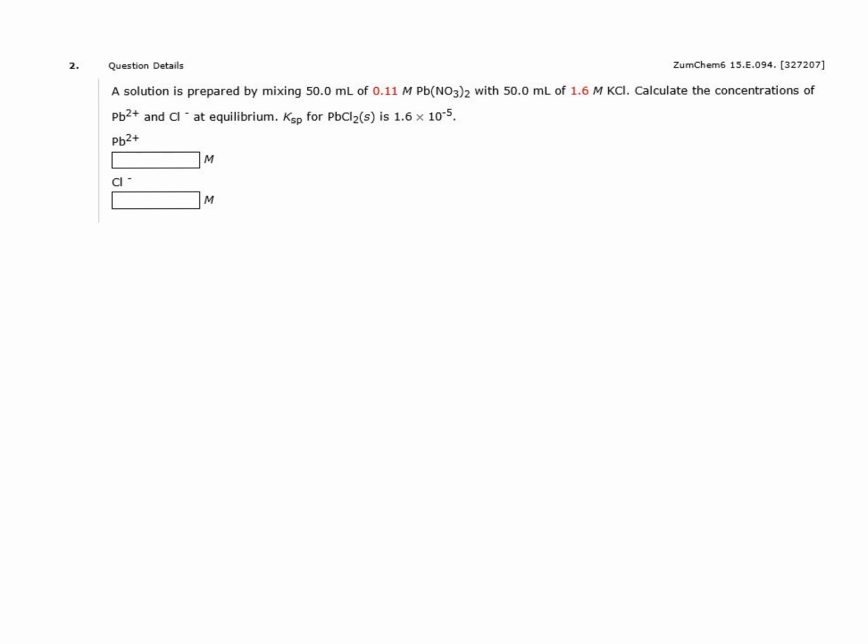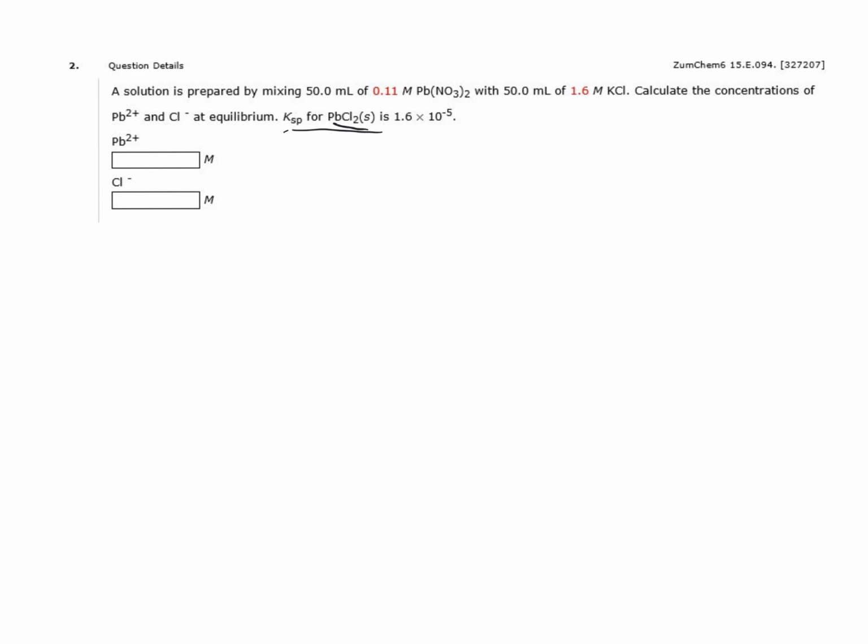Here's a problem where we're mixing two solutions containing salts, and they're asking us to calculate the concentrations of ions that form a precipitate at equilibrium. They give us some big hints here. First of all, they tell us what the potential precipitate is, lead 2 chloride. They even give us the KSP value, which will be useful later on.